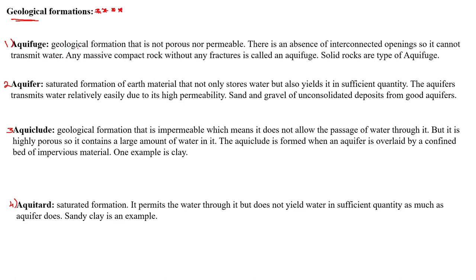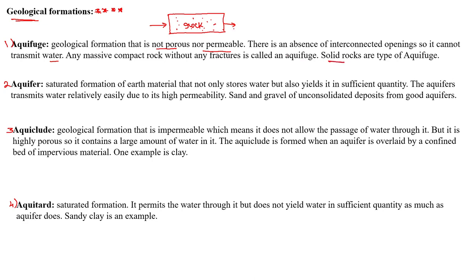So aquifuge is a geological formation that is not porous or not permeable. There is an absence of interconnected openings, so it cannot transmit water. Suppose I have a big boulder or rock. If you try to pour water on this side, are you able to see water on this side? No, because it does not have any pores, and it is not permeable. So it is a very strong geological formation. One example is solid rocks.